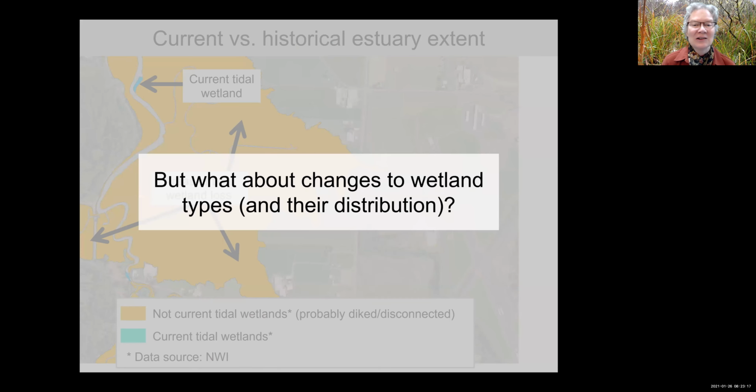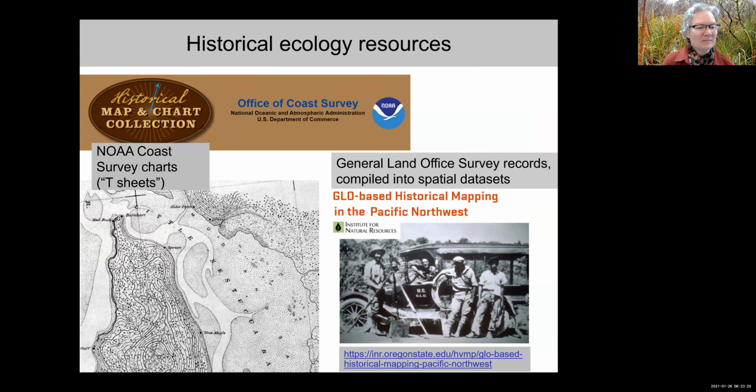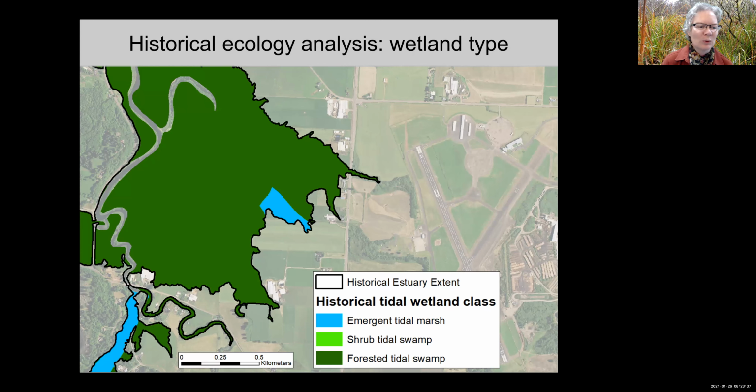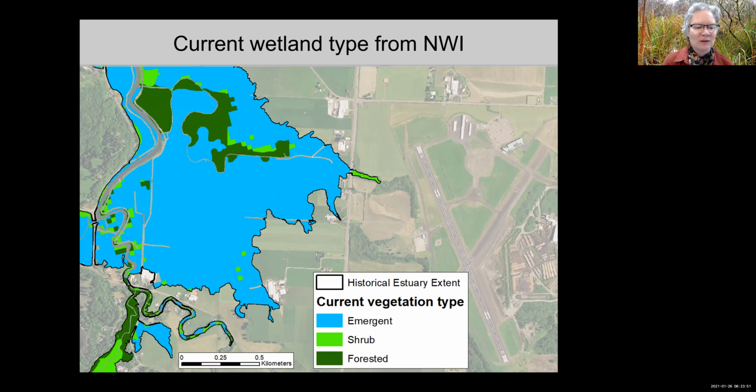But what about that change to wetland diversity? So for this part of our study, we use historical ecology resources like NOAA Coast Survey Charts, or T-sheets shown at the lower left, or data from General Land Office survey records. And those can tell us what the historical wetland type was within this boundary of the historical estuary extent. So you can see that for this area at the south end of Tillamook Bay, it was mostly forested. But today, getting our current wetland type from the NWI, it's mostly emergent, not forested.